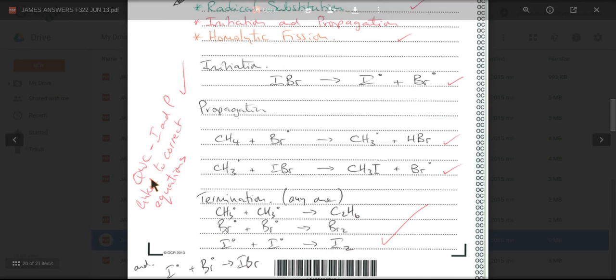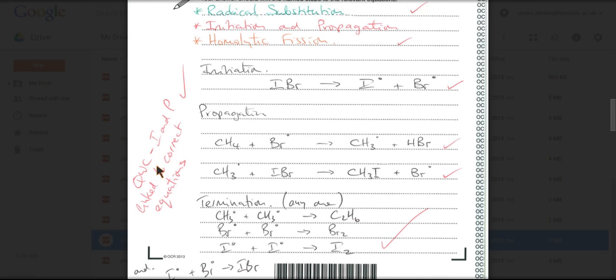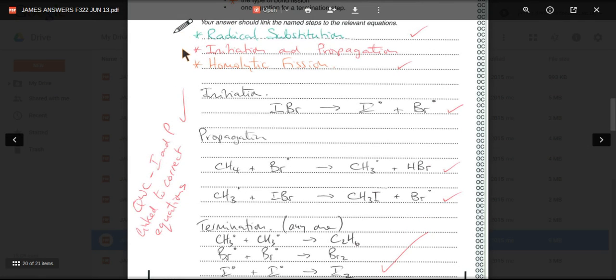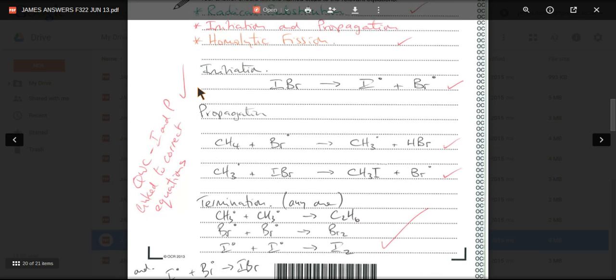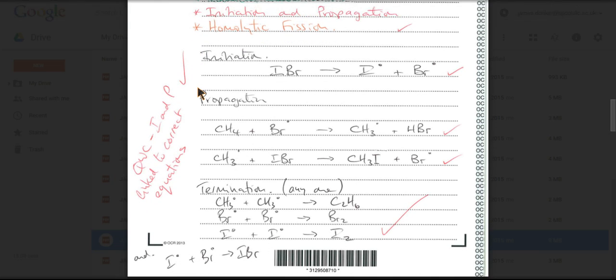The quality of written communication mark there, whenever you see that pencil, they're after your use of correct scientific terminology. They're going to be looking for spellings and that sort of thing. They wanted you to link the initiation and propagation steps to the correct equations.